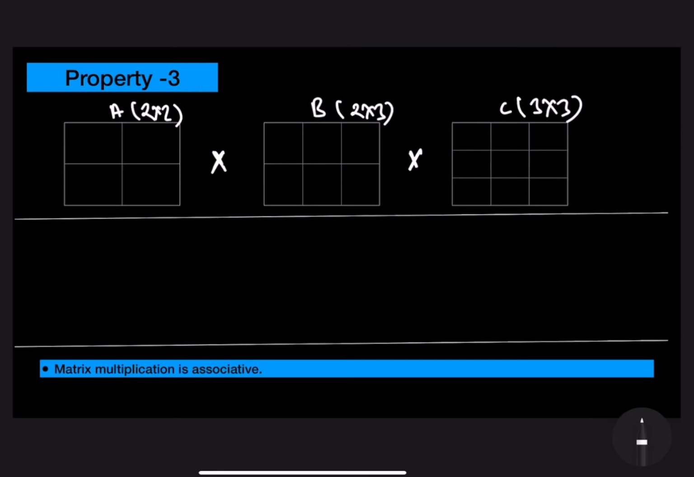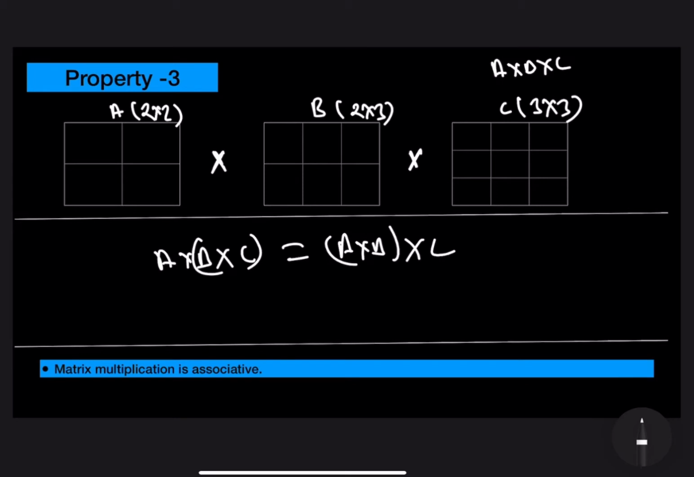Now the third property suggests that matrix multiplication is associative. To understand associativity, let's say that we want to find the product of A cross B cross C, where A, B and C are three different matrices. In this case, the value of this expression will be equal to the value of this expression. So that's what we mean by associativity. That is, these two expressions will end up with the same resultant matrix.